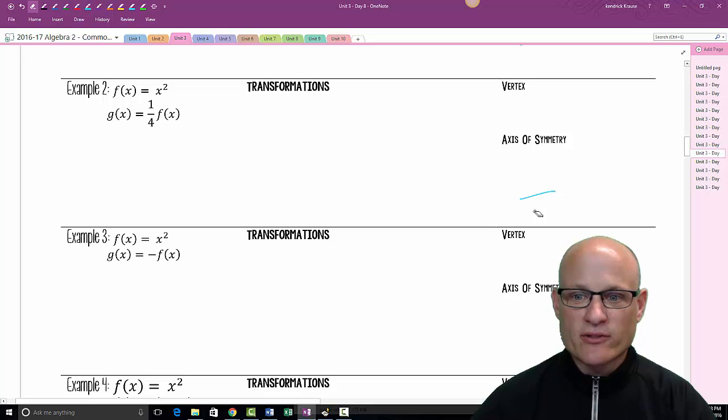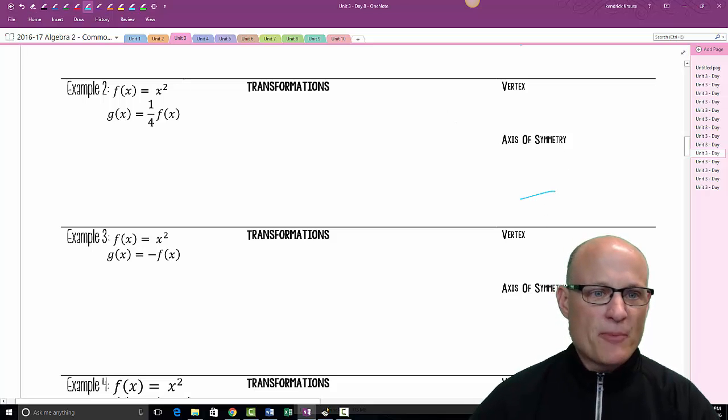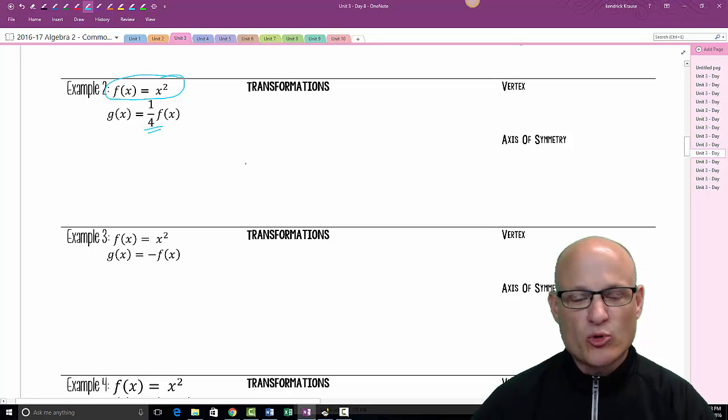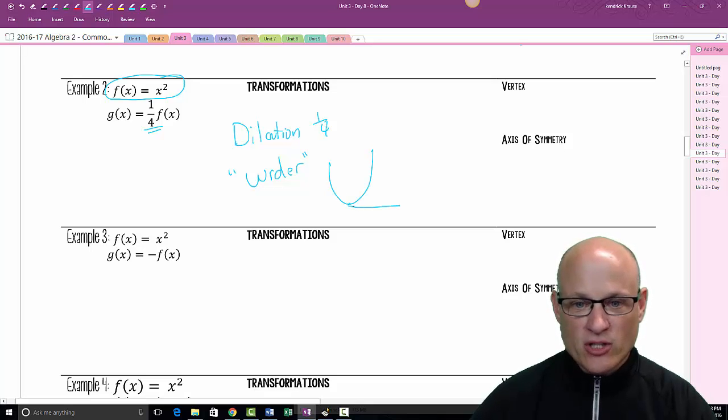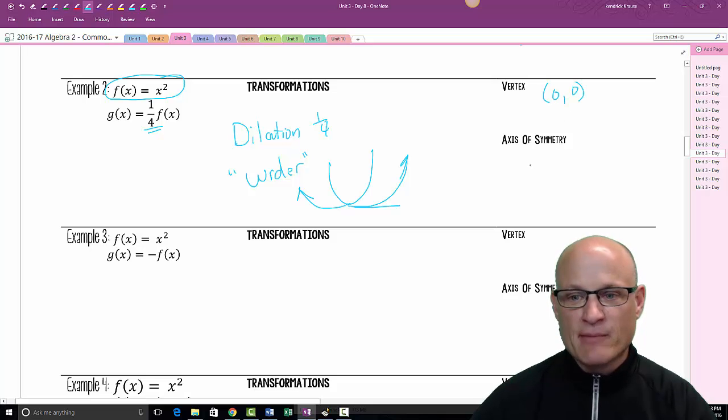Not sure why that's there still. So our parent function is right here. And all we're doing is putting that 1/4. We're doing 1/4 of f of x. So remember, that's a dilation. Now you should be able to tell me that it's going to make it wider. It's a dilation of 1/4, and by 1/4, instead of it going up like this, it's going to make it wider. But we're not changing the vertex. So the vertex is still (0, 0), and my axis of symmetry is still x equals 0.